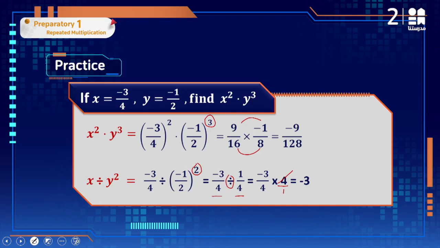Change the division to multiplication. So we can cancel this 4 up and down. So it is negative 3 times 1, which is negative 3. That's it. Now let's take more practice on the board to be clear for everyone.